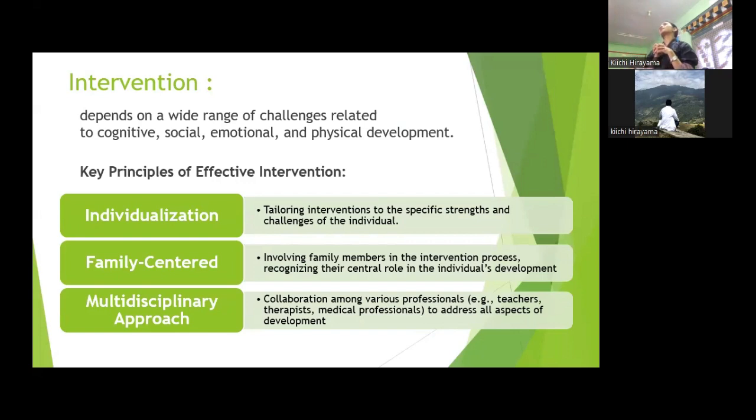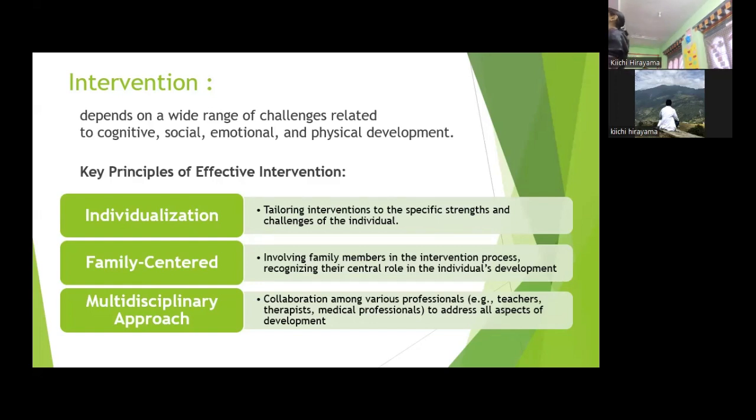Intervention depends on the number of challenges the child is having. So it is related to cognitive, social, emotional, and physical development. The key principle of effective intervention is individualization. What does individualization mean? It is tailoring the intervention to the specific strengths and challenges of the individual.